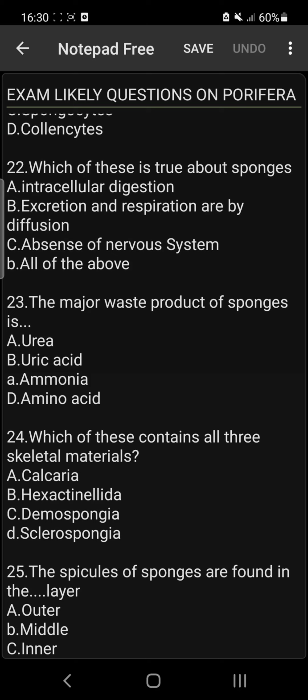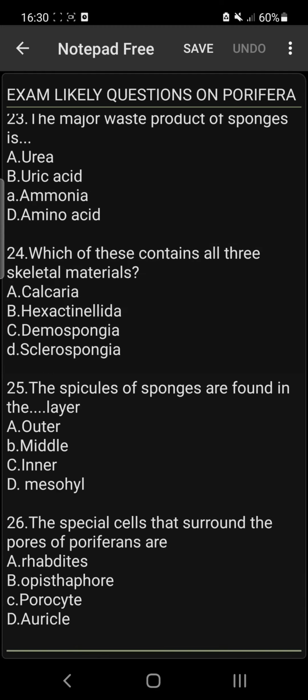Number 23, the major waste product of sponges is ammonia. Ammonia is the major waste product of sponges. Oh, I would have, okay, this is A, B, C. The answer would have been C. That's a mistake. So the answer is what? Ammonia.